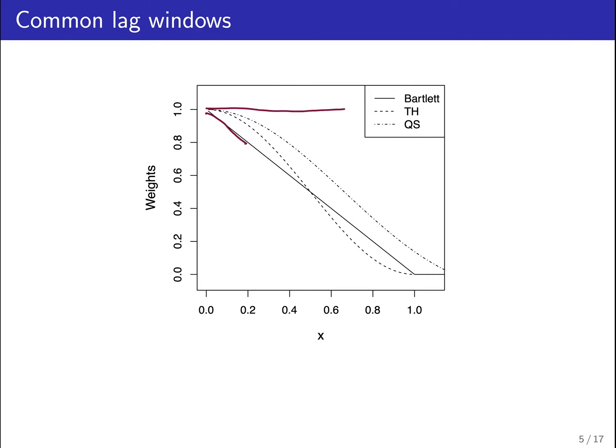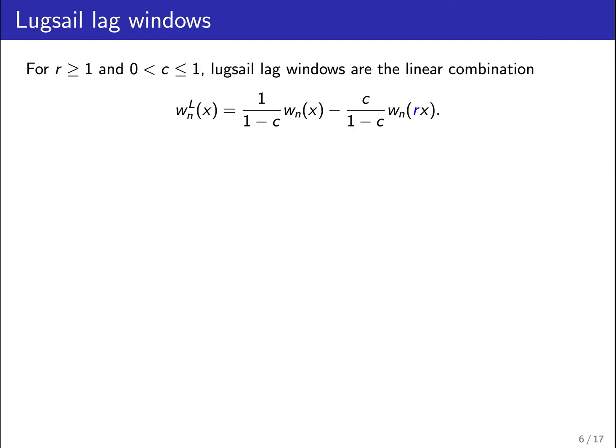Okay. And in the Lugsail family of lag windows, our fix is quite simple, actually. What we do is, for some parameters r and c, and I'll explain them in a bit, Lugsail lag windows are just a linear combination of the following. The Lugsail lag window is defined as W sub L, a linear combination with weights 1 over 1 minus c and c over 1 minus c, of the original lag window over here, and another lag window over here that basically scales the x-axis by a factor of r.